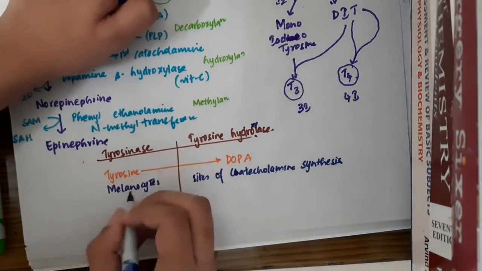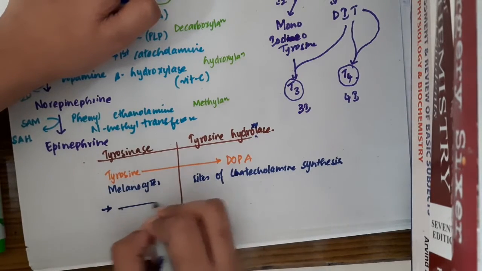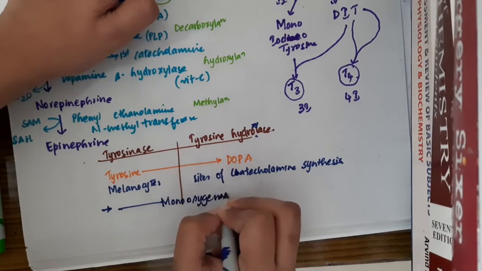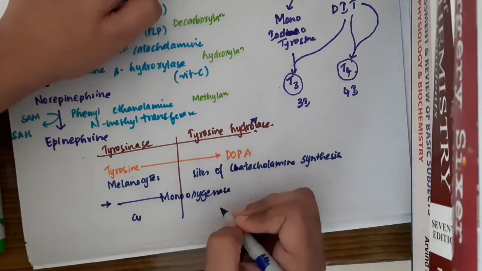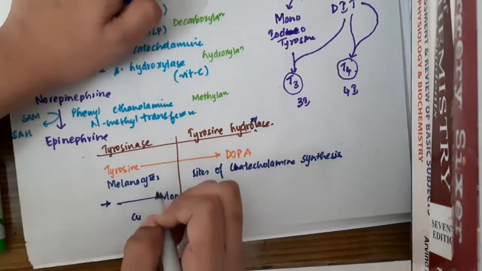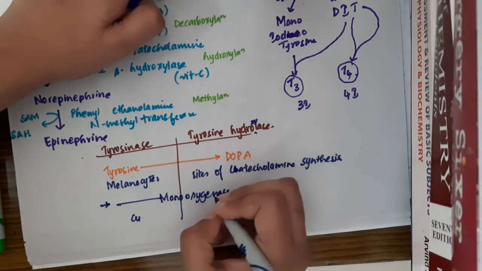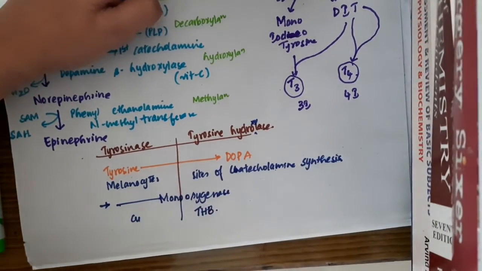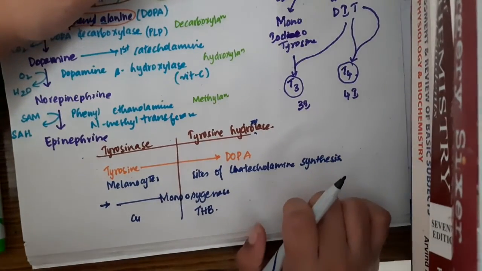Right. This tyrosinase and tyrosine hydroxylase, both these are monooxygenases. But tyrosinase requires copper as the cofactor, whereas tyrosine hydroxylase requires tetrahydrobiopterin as the cofactor. So this is the difference of tyrosinase and tyrosine hydroxylase.